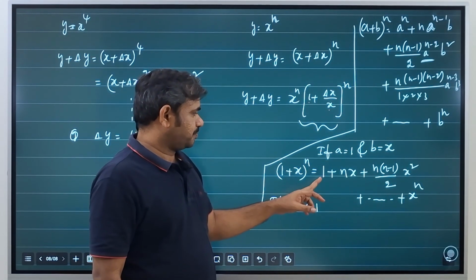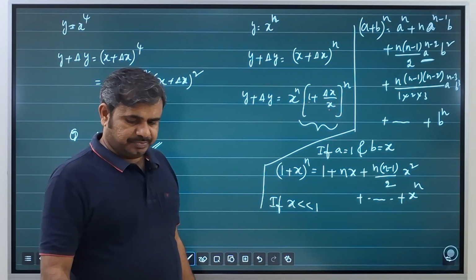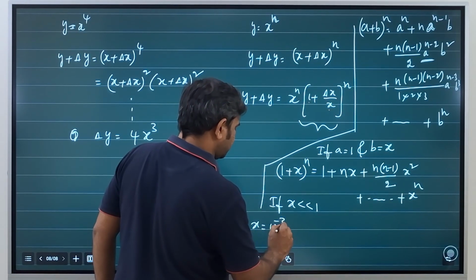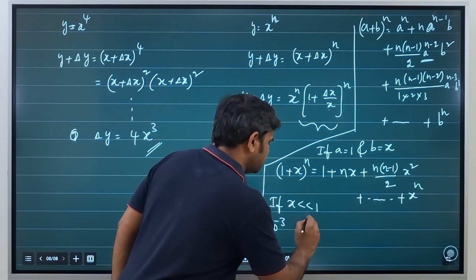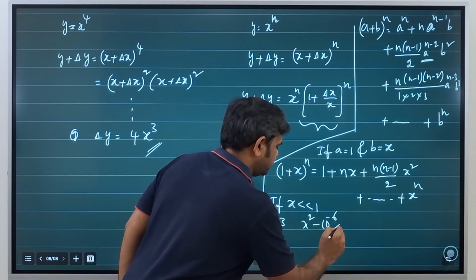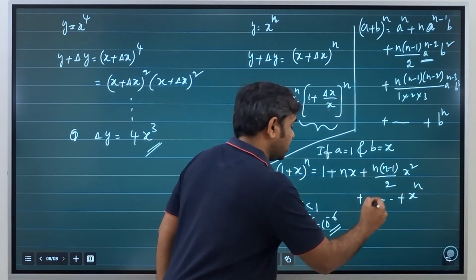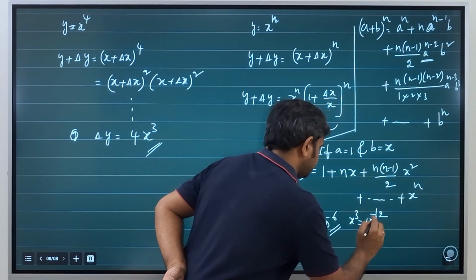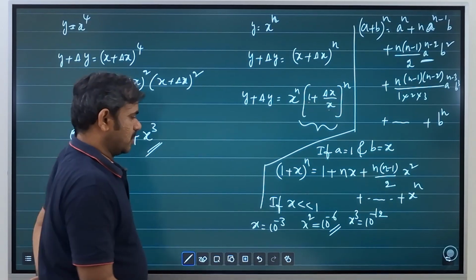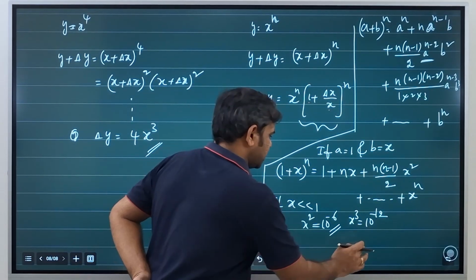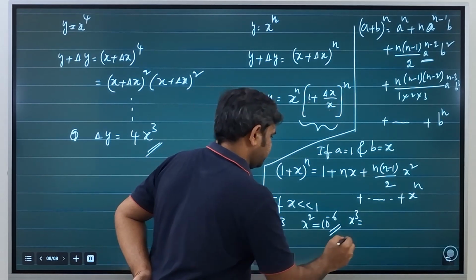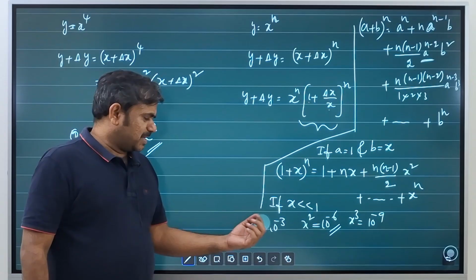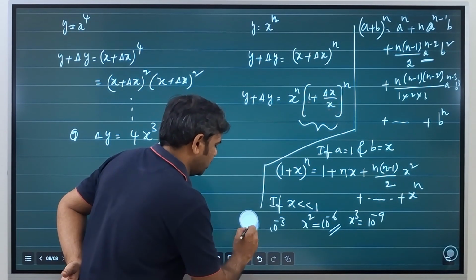I'll give you an example. Here, x is equal to 10^-3. x squared becomes 10^-6. Next term is x cube. x cube becomes 10^-9, sorry, 10^-9. So when compared to 1, 10^-3 is 1000 times smaller.